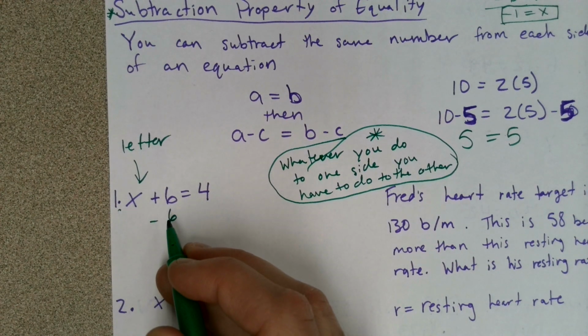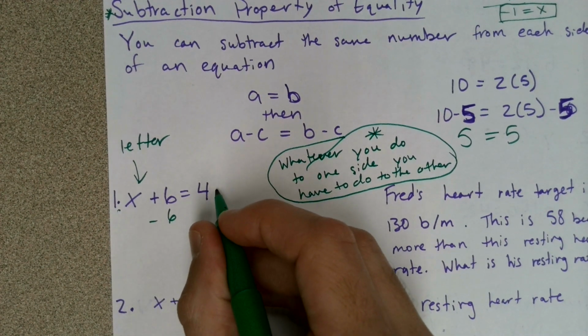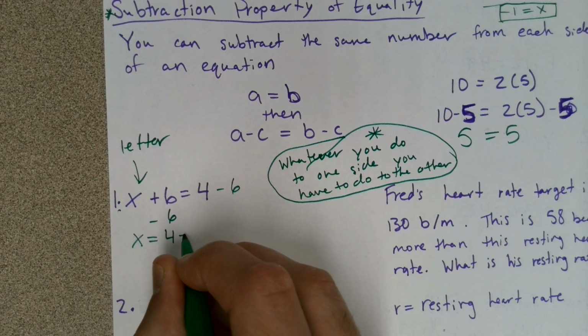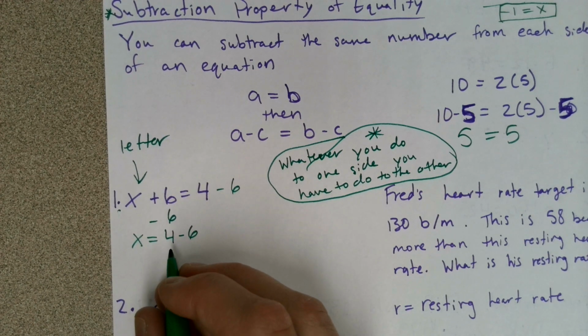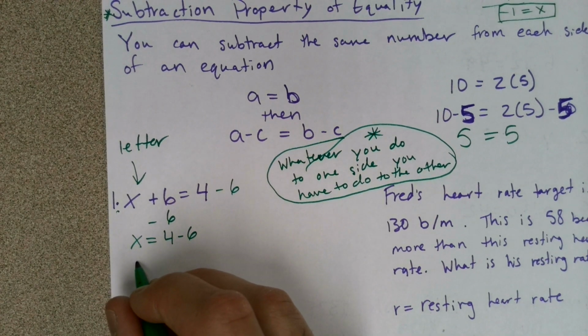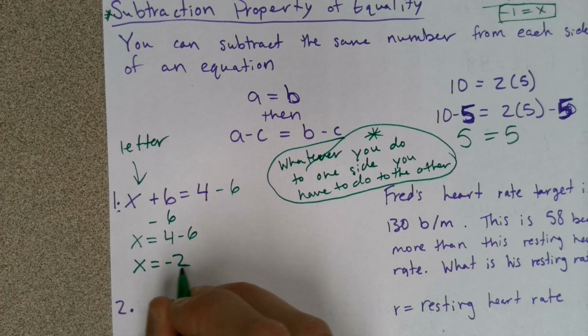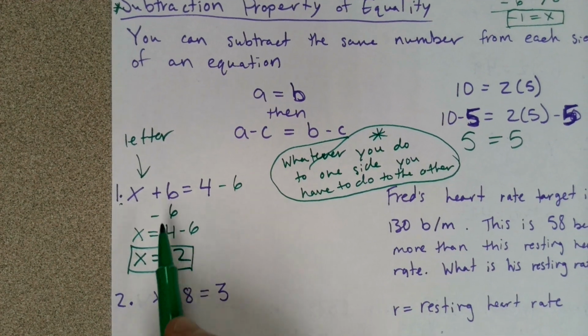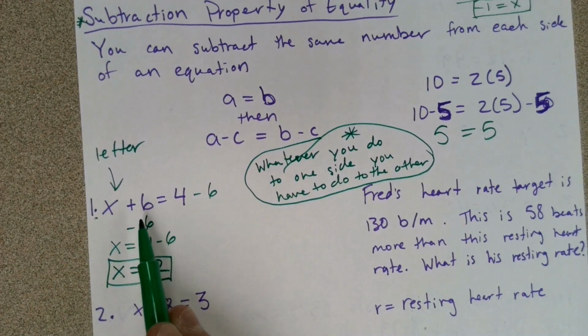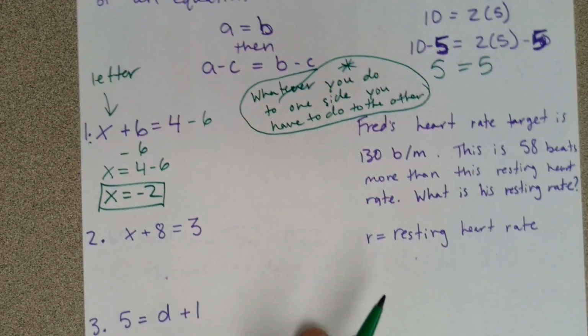So if we did minus 6 from this side, we can't just do it from that side. We also have to do it from over here. That gets us to x equals 4 minus 6. I know that 4 minus 6, I have more negatives here, so I rewrite this as x equals -2. We did the inverse operation, the operation to undo plus 6. We did a minus 6, got x by itself. Look at the next one.